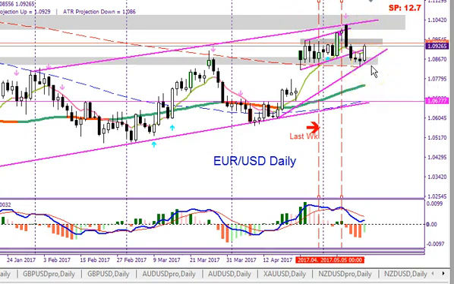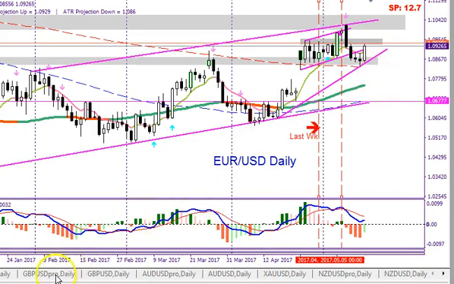Caution, however, the weekly, again, as a reminder, on the weekly candle was a dark cloud candle, and that usually indicates further bearish movement. It may not happen in the first couple of days.